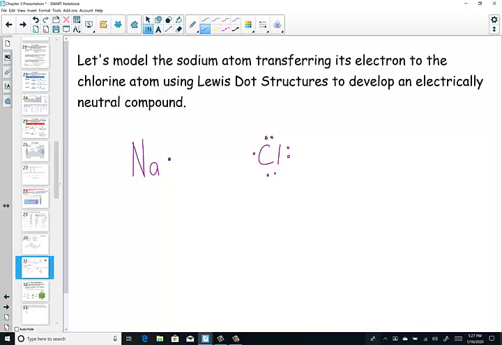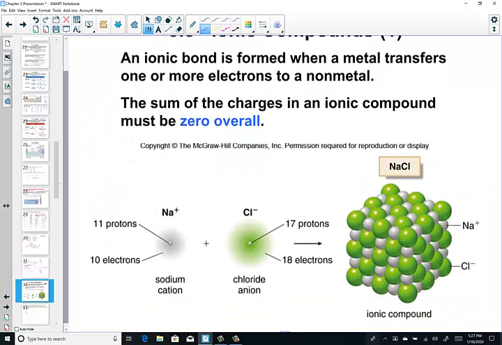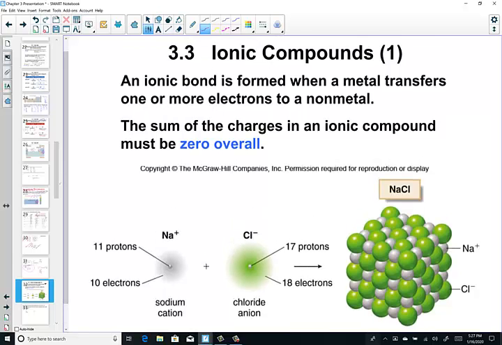Did I skip a slide from here to here? I sure did. This is where we were starting. I'm glad I caught that. An ionic bond is going to form when a metal transfers its electrons to the nonmetal. An ionic bond is formed when a metal gives up its electrons and the nonmetal takes them in. And the goal is to form a neutral compound where the overall charge is 0. An electrically neutral compound.